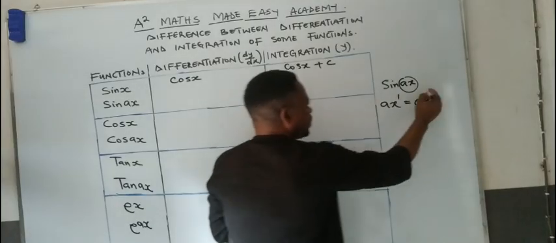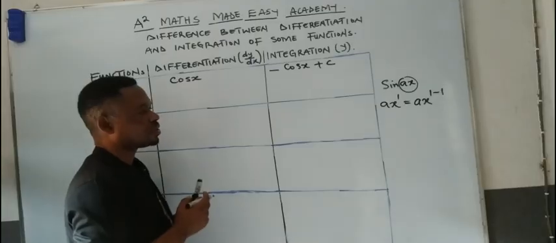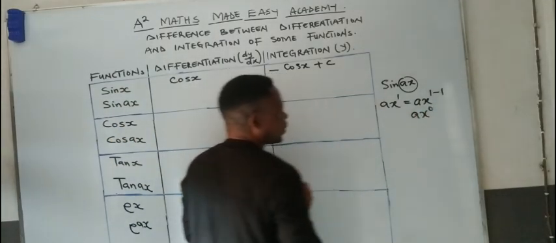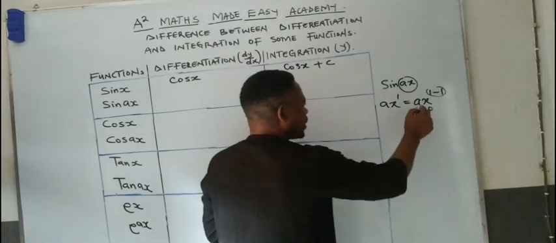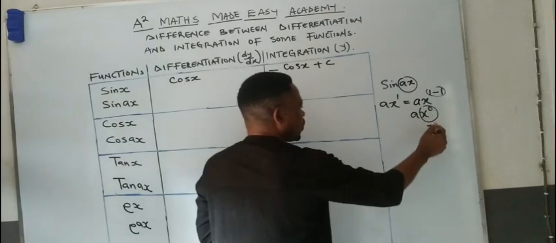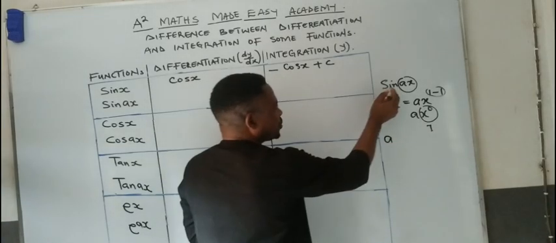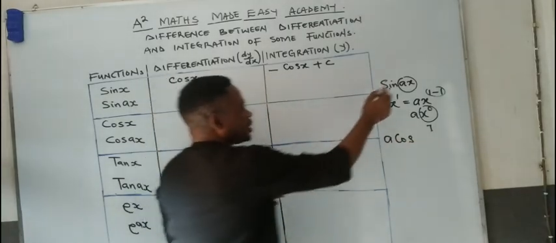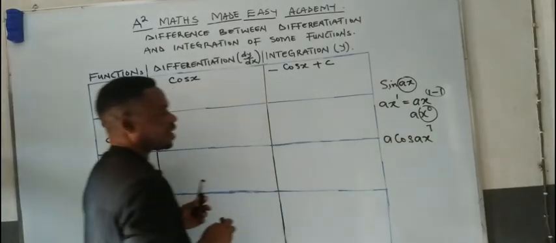Followed by that power 1, then introduce minus 1 according to the law of differentiation. If you continue, it will give you ax raised to the power of 0, because 1 minus 1 gives 0. Can you agree with me that anything raised to the power of 0, according to the law of indices, is always 1? So a times 1 will give you a. Then you differentiate sine. Sine is cos. I will now put down cos. Next is to repeat this value inside the bracket, and what is the value? ax. And that is the final answer.